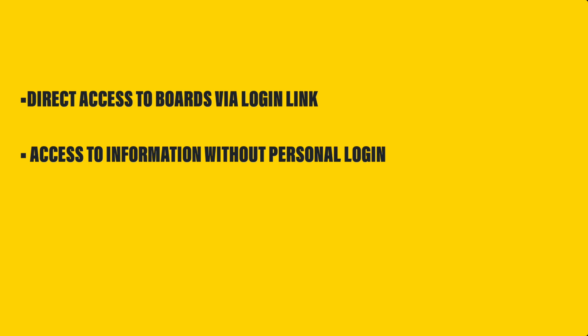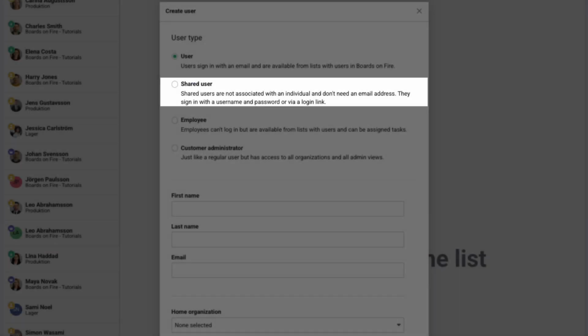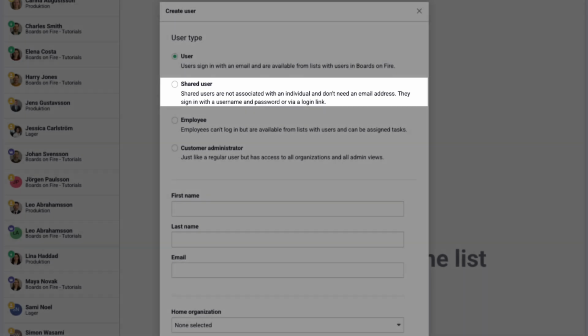The shared user is especially helpful in situations where multiple people need access to the same view without logging in with personal profiles. Examples include a display screen in a cafeteria, production area, or entrance where information should be visible to everyone. Another example is a check-in screen in the visitor module, where guests register themselves. Just like the user type, a shared user must be assigned to one or more permission groups in order to control their access in Boards on Fire.